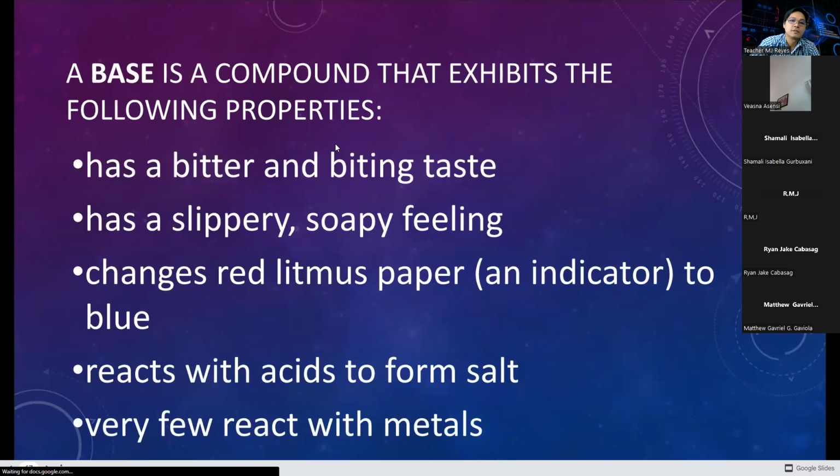Let's continue. How about bases? What are the characteristics of a base? A base is a compound that exhibits the following properties. It has a bitter and biting taste. It has a slippery or soapy feeling. It changes red litmus paper into blue. It reacts with acid to form salt again, and very few react with metal.